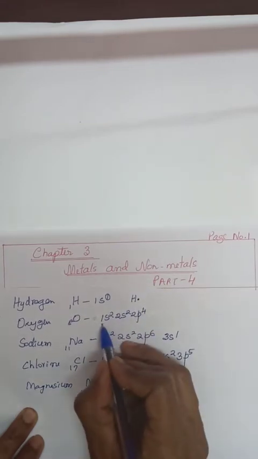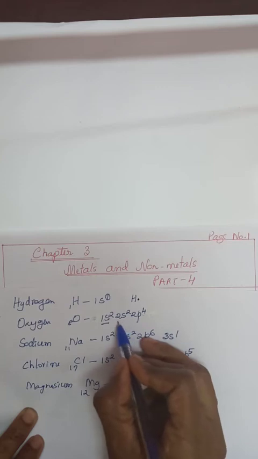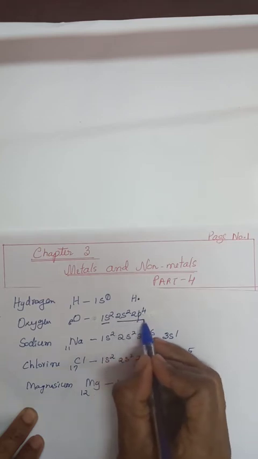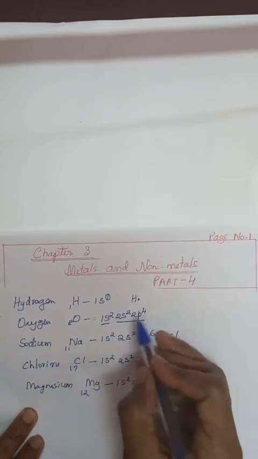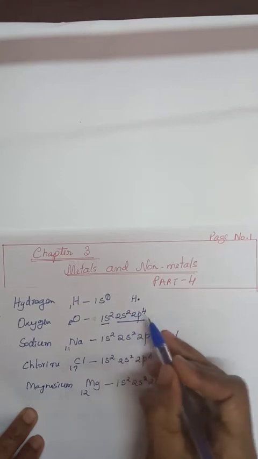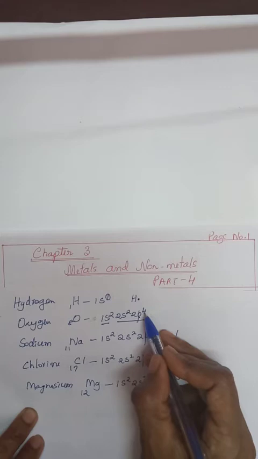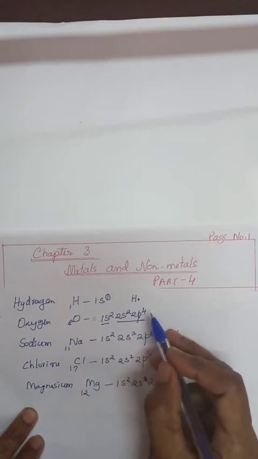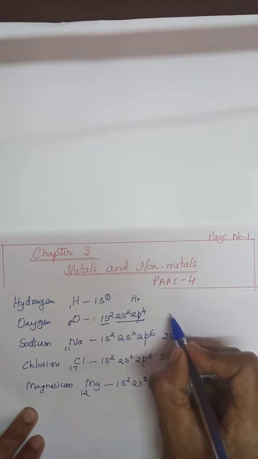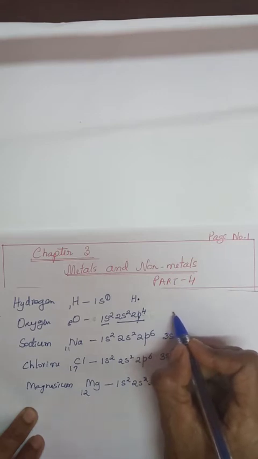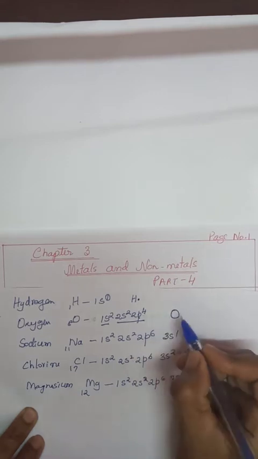Oxygen, in the first shell 2 electrons. In the second shell 6 electrons. Look at the outermost shell, 2 plus 4, 6 electrons. The capacity of p is 6 electrons. So for p, there is a shortage of 2 electrons. So its dot structure can be written as oxygen O.